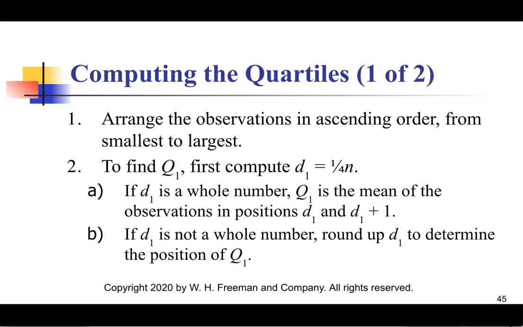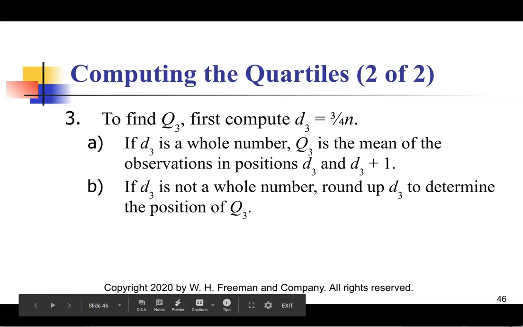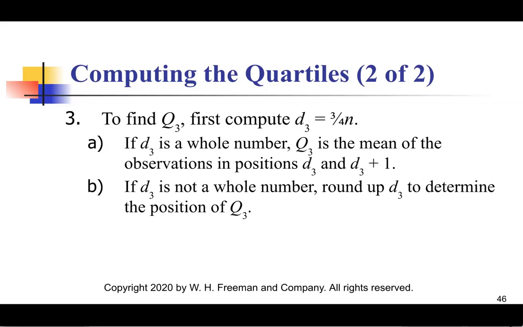If that's a whole number D, then you're going to look at the D and the D+1 location and find the mean there. So you'll add those two values and divide by 2. If D is not a whole number, so if you get a decimal here, then just round up the number you get, and that's the position of Q1. So let me show you how to get the other quartiles, and then we'll show an example. To find Q3, you do 3/4 of n, because we're at the upper 75th, so 3/4. If it's a whole number, you're going to take that value and the next one, and divide by 2 to get the mean. If it's not a whole number, then you round up and it's just that single value.